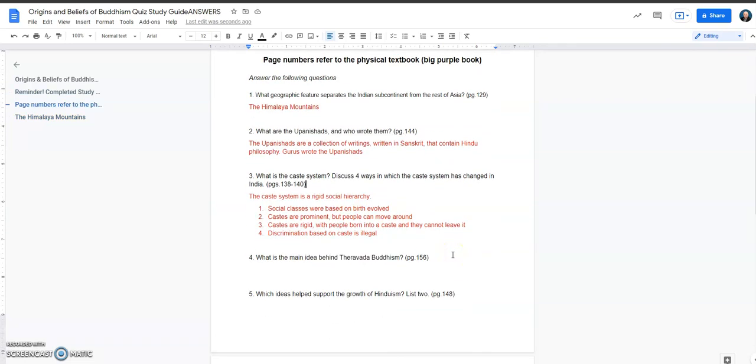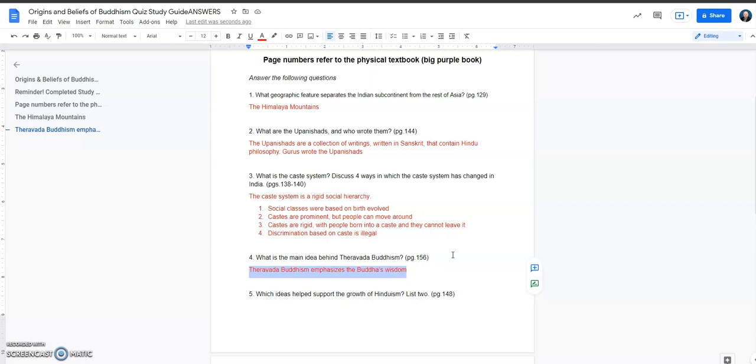Question 4, what is the main idea behind Theravada Buddhism? That would be that Theravada Buddhism emphasizes the Buddha's wisdom. Different schools of thought focus on different aspects of the Buddha, and Theravada Buddhism focuses on the Buddha's wisdom.